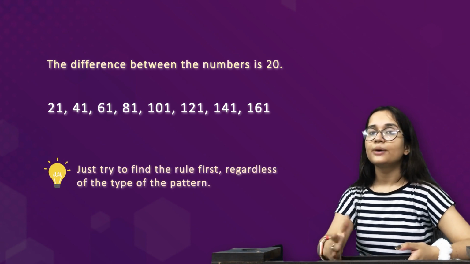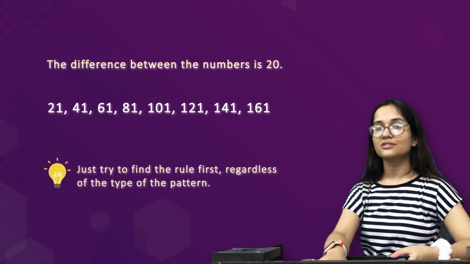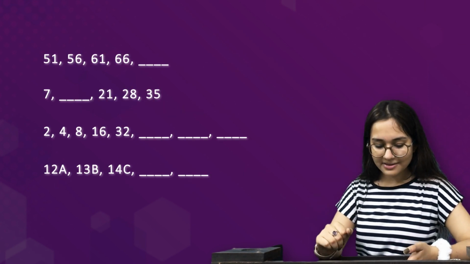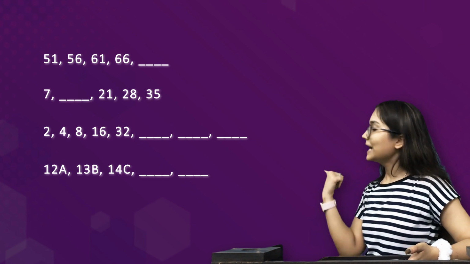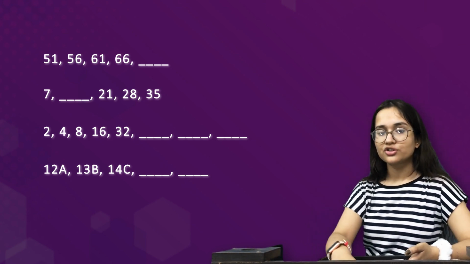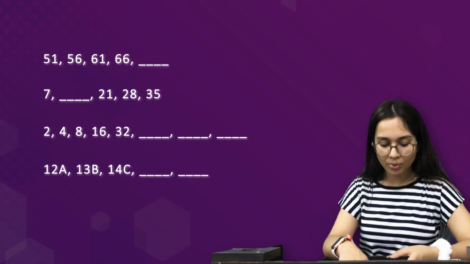So whenever you see a pattern, whether it's a shape pattern, a growing pattern or a number pattern, just try to find the rule first. Then we have some more patterns, and we need to look at them and find which will be the next number. I'll do 2 to 3 questions for you, and the rest you need to complete on your own, thus practicing more and more questions.